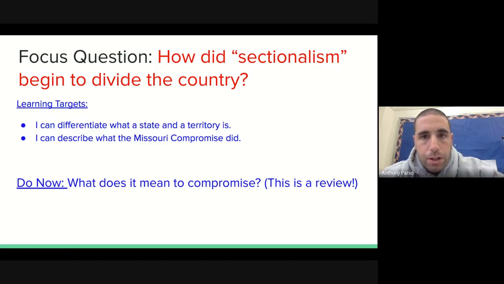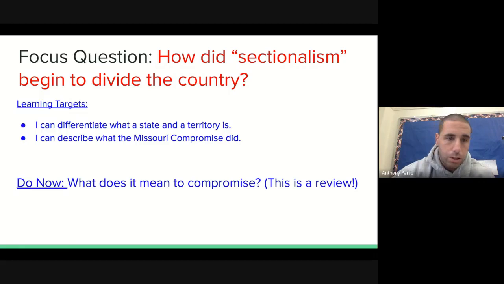So the focus question is, and you can pause this if you need, how did sectionalism begin to divide the country? And sectionalism is a term that we briefly looked at when we looked at Washington's Farewell Address. We're going to really go over it again now so we understand how this kind of mentality led to the Civil War coming up here.